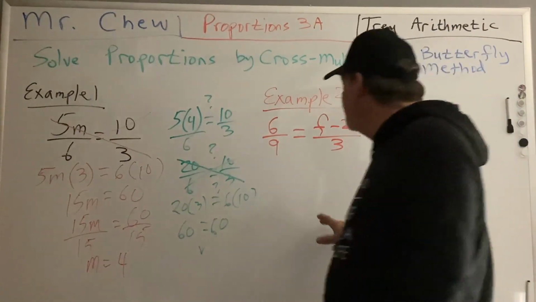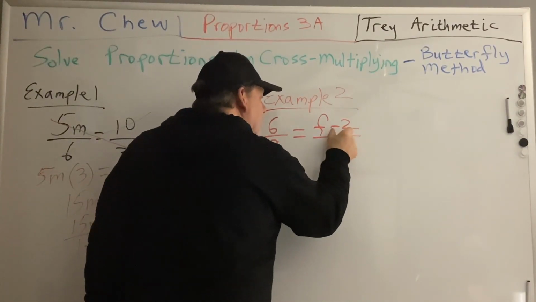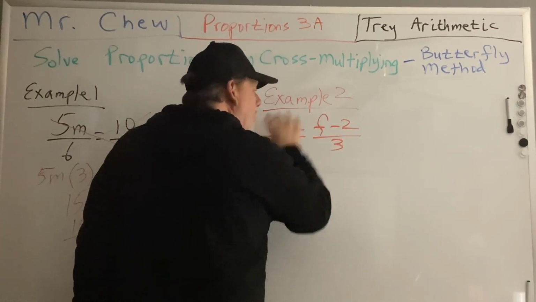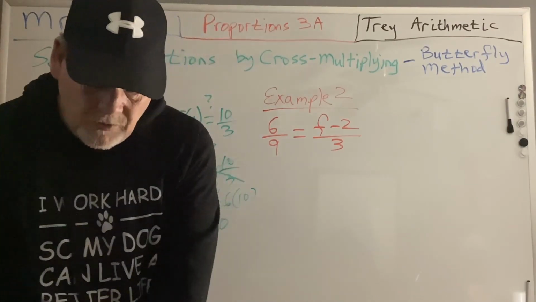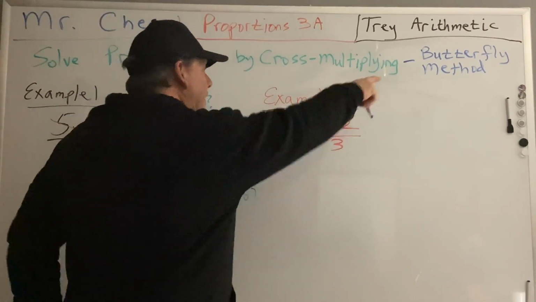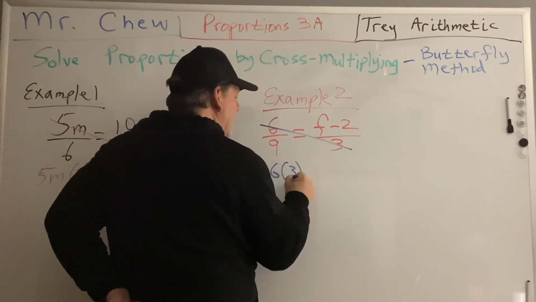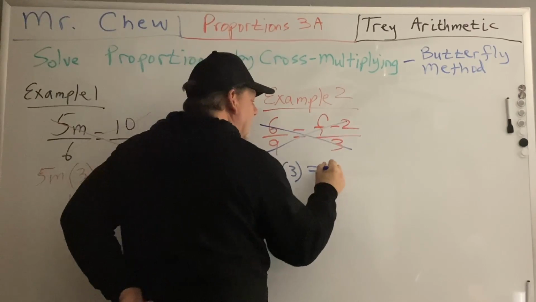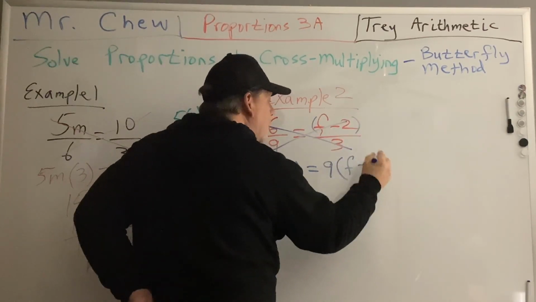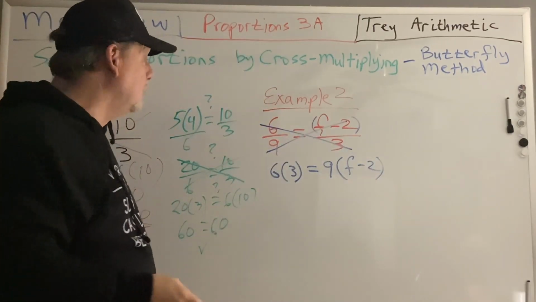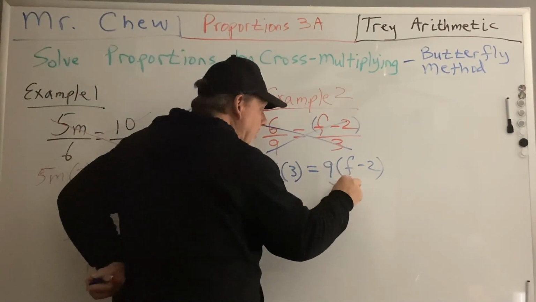So what happens when you have a variable minus a number in the numerator here? No other variables, it's going to be a two-step equation. So let's go ahead and use our butterfly method. 6 times 3 equals 9, and I have to put this in parentheses. That is one of the little things you have to remember to do or you'll miss it. So I do the distributive property here.